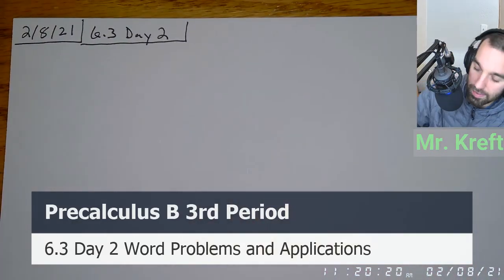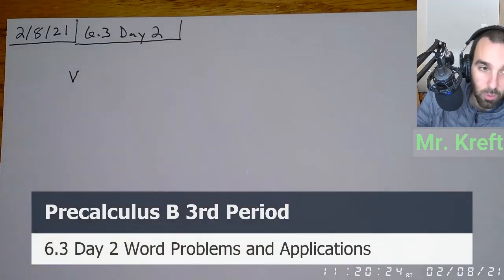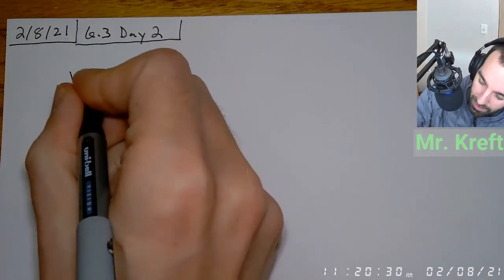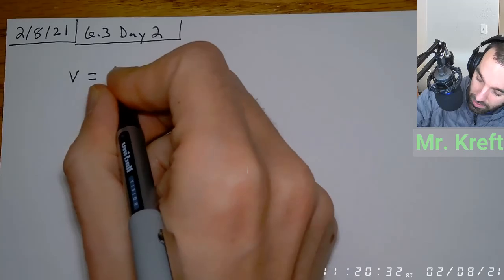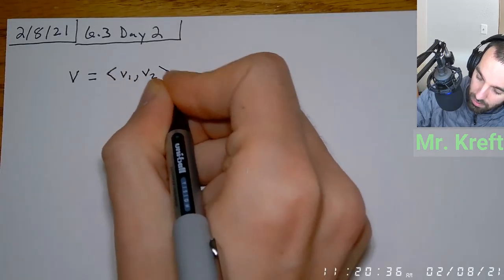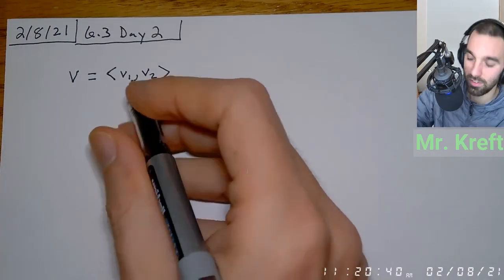So just to recap really quickly, right? If we have vector v, I can get rid of this. We're doing day 2. We're doing word problems and applications. So v, we said, right? So highlights from last time. In component version, we called it v1, v2, and the reason for that is it's the components.